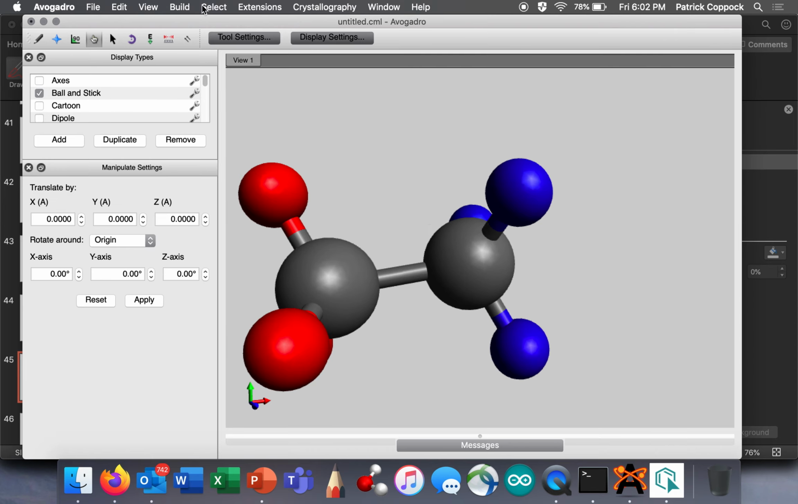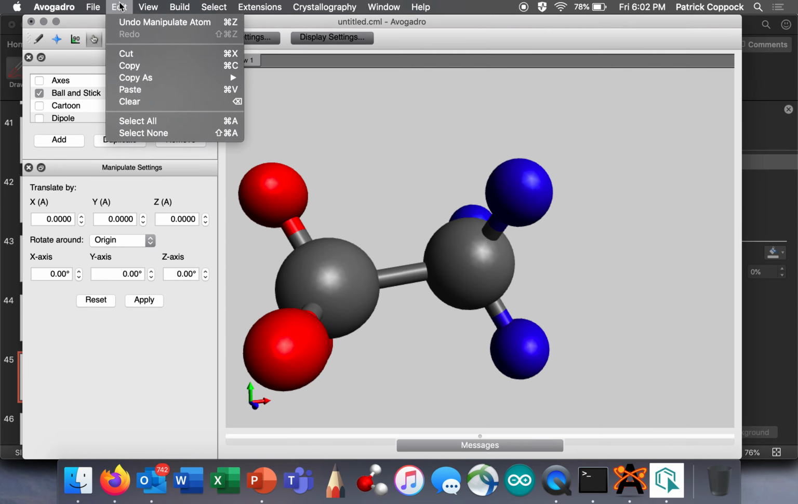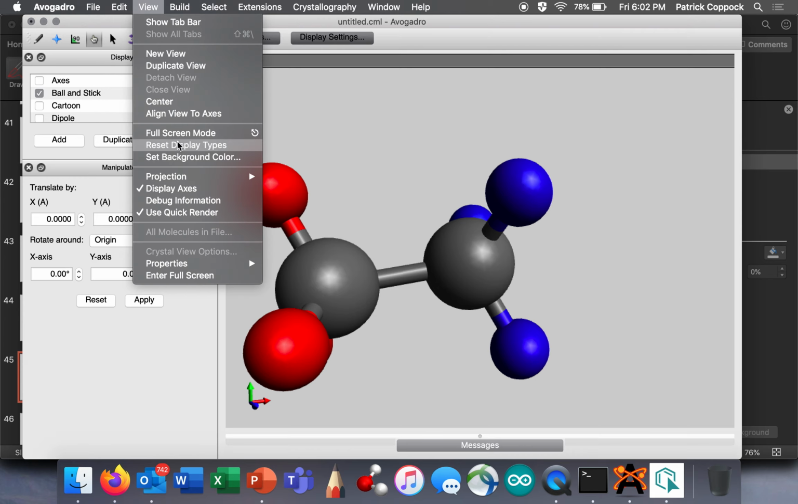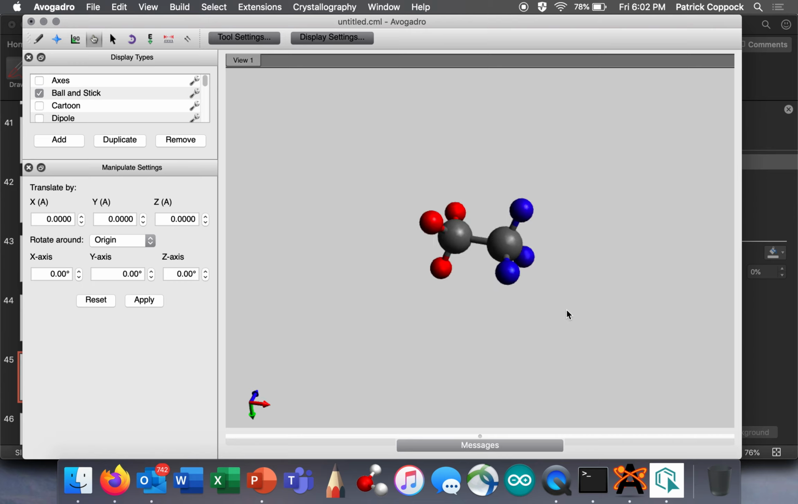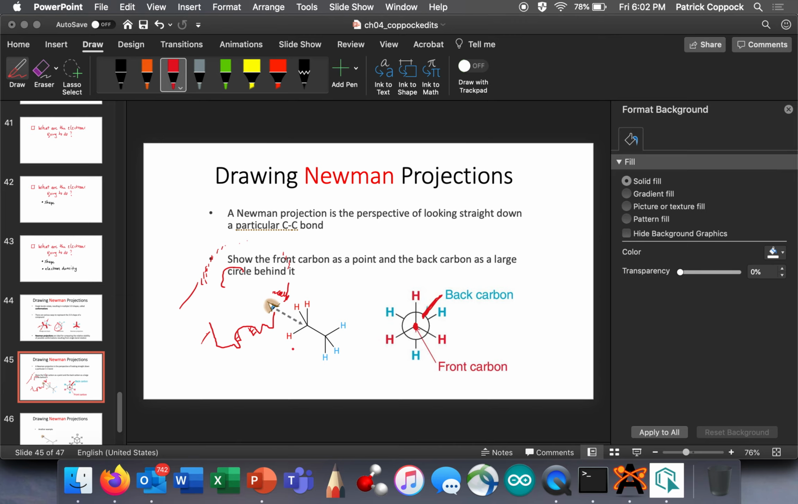I'm going to reset this. Select view. Let's reset the view. It's getting too big. Center. Okay, so there it is, right? Okay, so let's take this and go back over here and say we had three hydrogens that are red and three that are blue, and that's what this is.